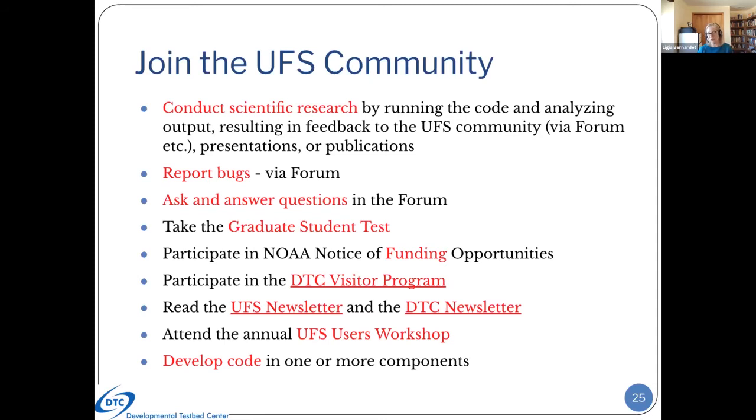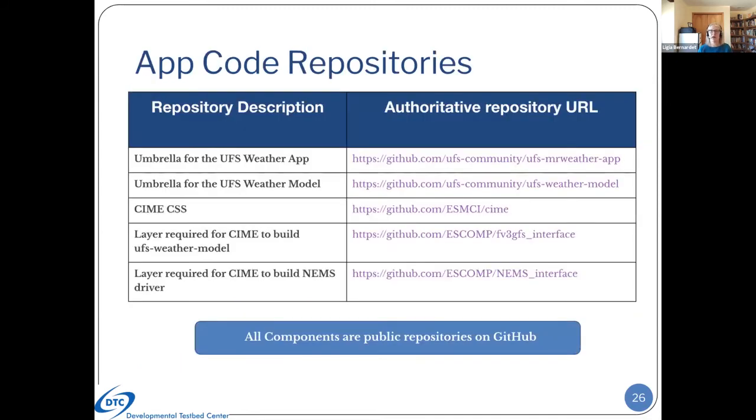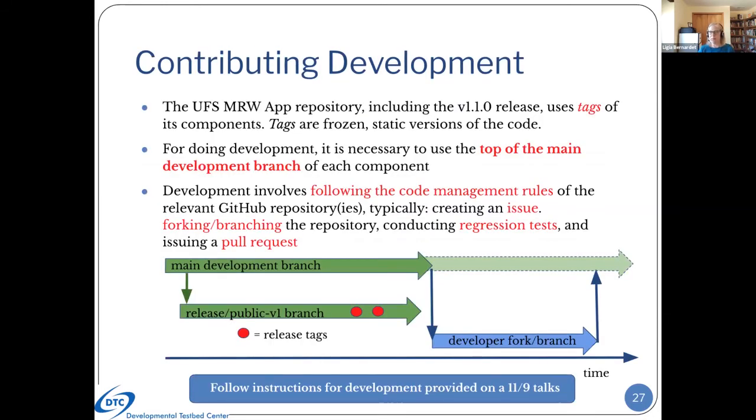And the last way to, or maybe it's not the last, but yet another way to contribute to the UFS is to develop code. So all our code repositories for the UFS are on GitHub and they are publicly available. The code is open. And you can see here the umbrella for the UFS weather app, as well as the umbrella for the UFS weather model and all the other components of the app. Now, next Monday, you're going to have lectures about how to contribute to development. And what I wanted to emphasize here is that you will have to switch from using the frozen code or the tagged code that is distributed with the public version and instead use the top of the repository code, the current code, so that you can contribute those innovations.